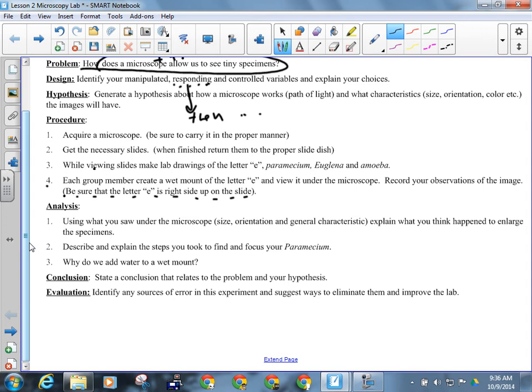Describe and explain the steps you took to find and focus your paramecium. So walk me through. First I did this, then I did this, and so on. And then thirdly, why do we add water to a wet mount? I'll give you a little tip on this. It has something to do with this.